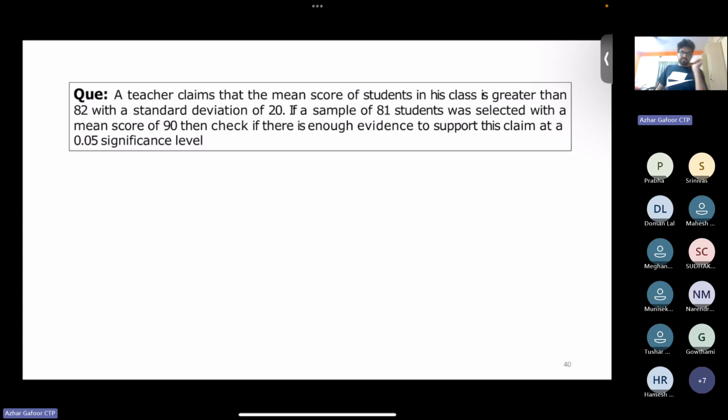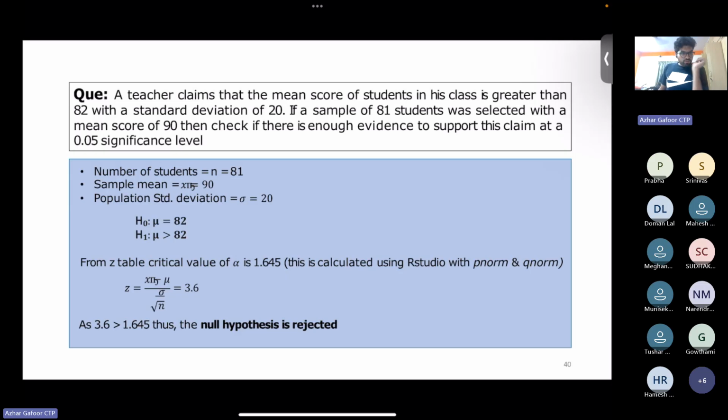A teacher claims that the mean score is greater than 82 with a standard deviation of 20. The sample size is 81, so we can use the Z test. In the sample, we have selected students with a mean score of 90. Then we have to see if there is enough evidence to support this claim at the 0.05 significance level. So the solution goes like this.